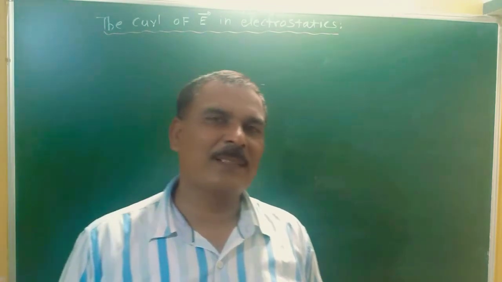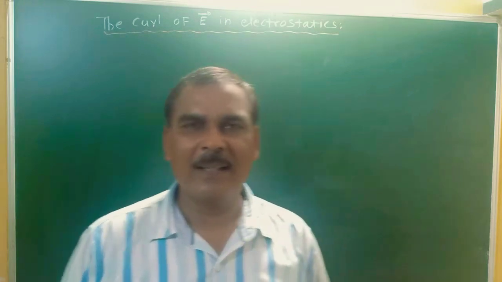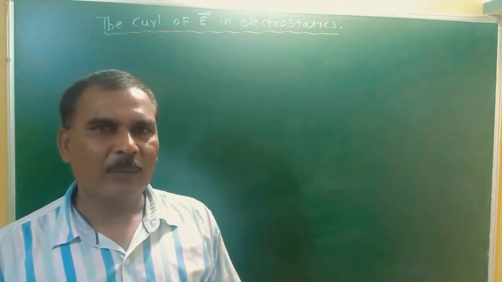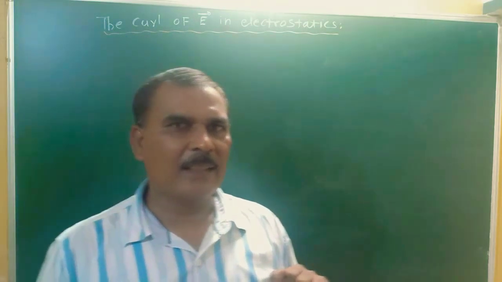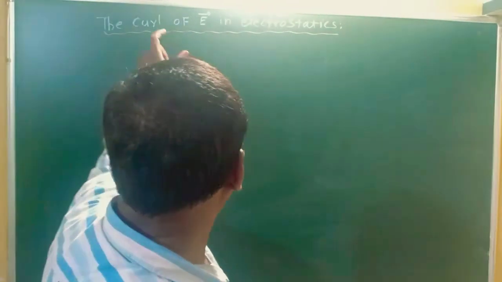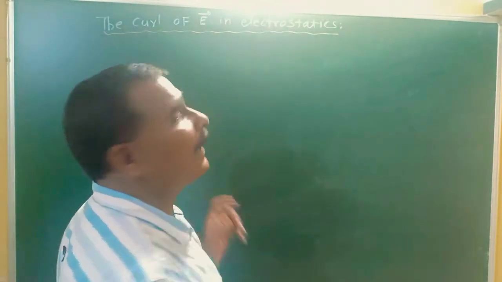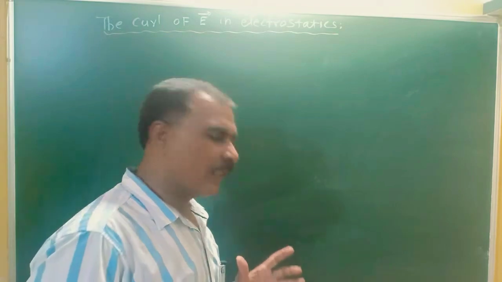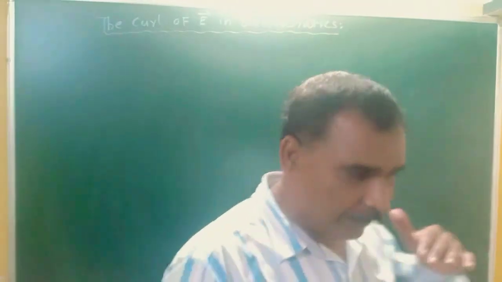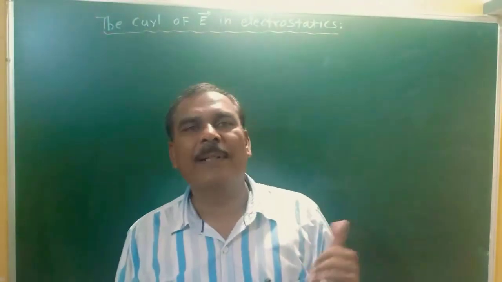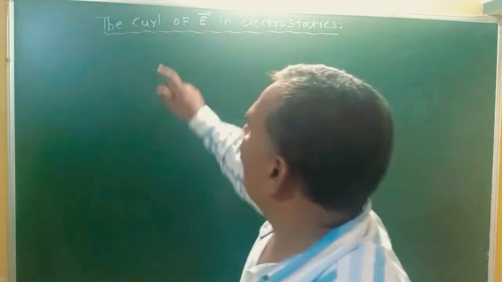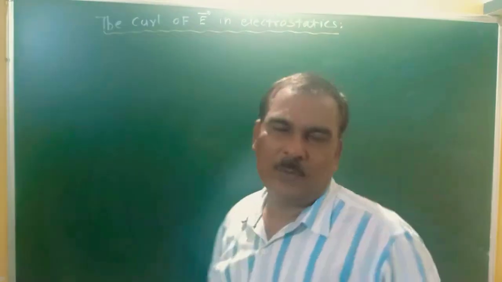Last lecture we studied the divergence of E bar. After that, we have to consider the curl of E bar in electrostatics. These two points are very important. The divergence of E bar we studied in the last period. Now what do we have to study? The curl of E bar in electrostatics.